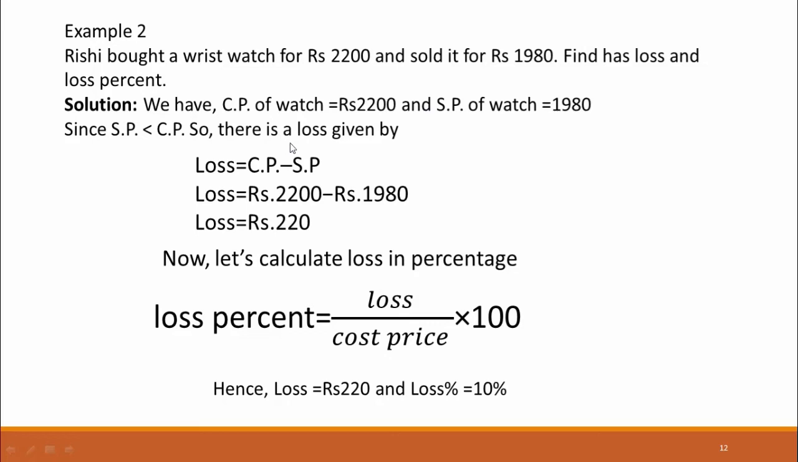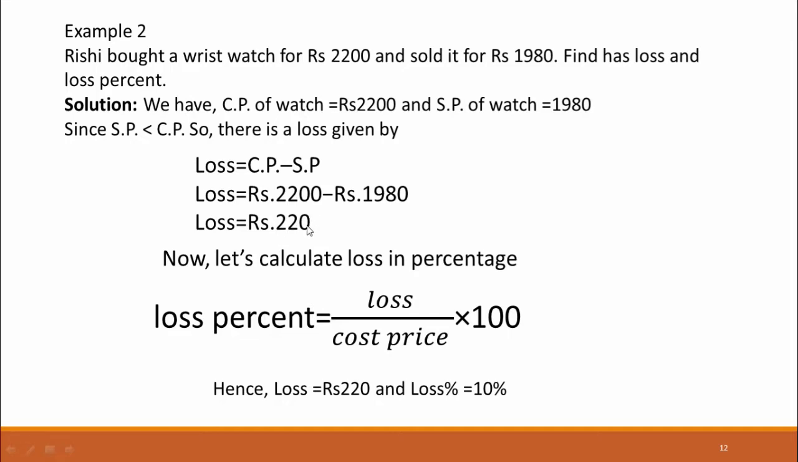So there is a loss, and loss can be found by the formula loss is equal to cost price minus selling price, and the cost price is 2,200 and the selling price is 1,980. So subtracting 1,980 from 2,200, we obtain the loss is 220 rupees.